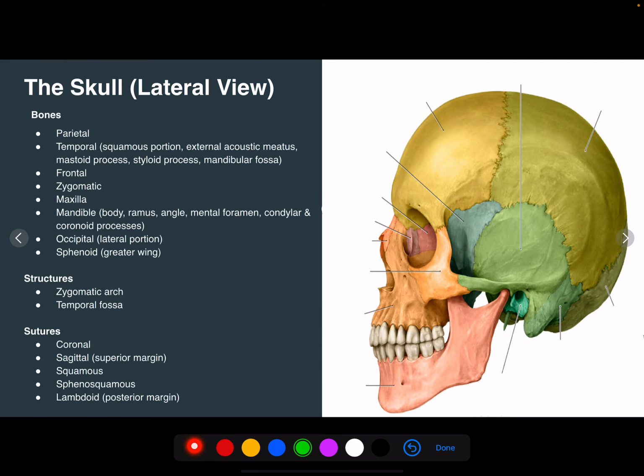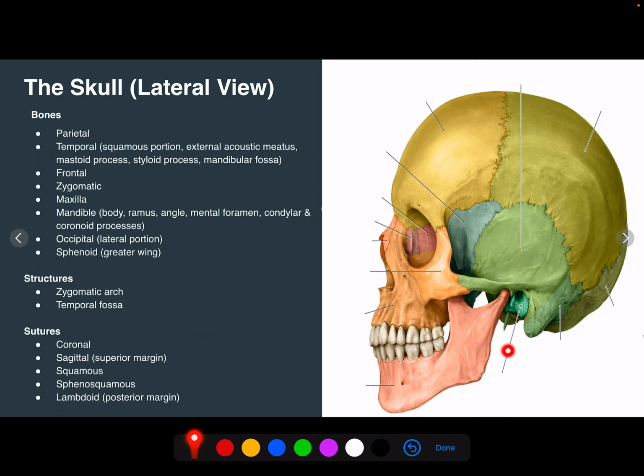So if we look at a lateral view here, we can start by looking at our parietal bones. They form much of the lateral wall of the skull and the roof of the skull as well. We can look at our temporal bone. Our temporal bone has a couple of different portions to it. Where I'm highlighting now is called the squamous portion of the temporal bone, which really helps form that lateral wall.